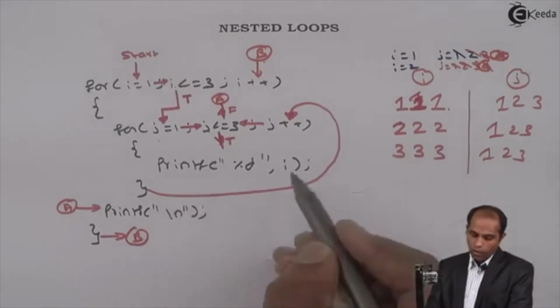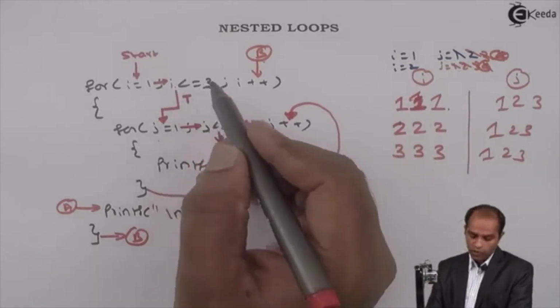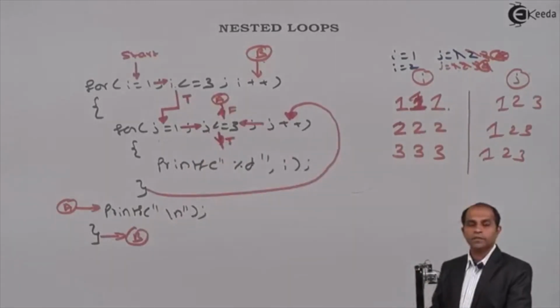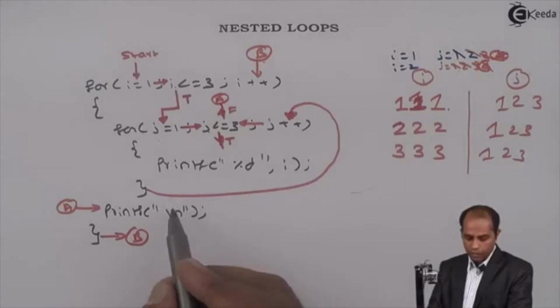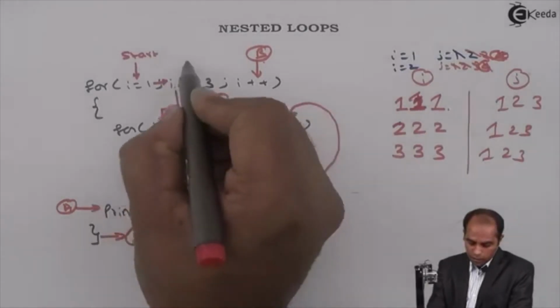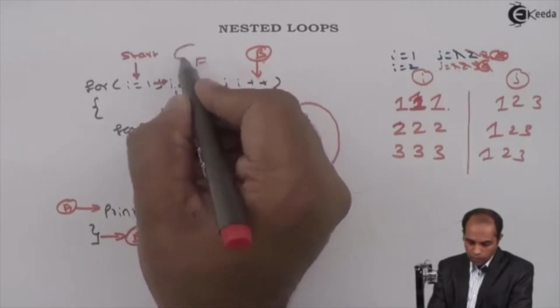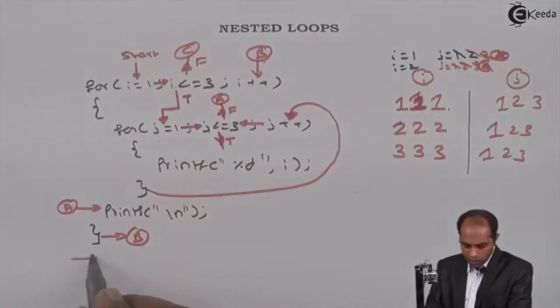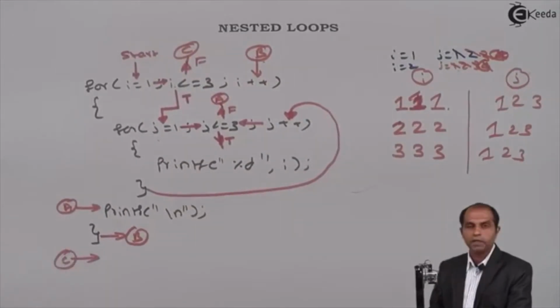After that, when you go back, i becomes finally 4. When i is 4, automatically the loop terminates. Because you have used printf/n and this instruction, if this is false, let me use the connector C, and this is where I'm supposed to land.